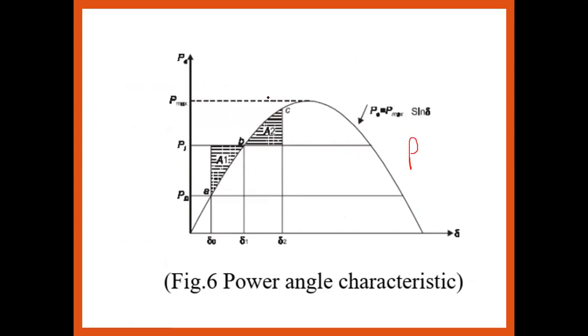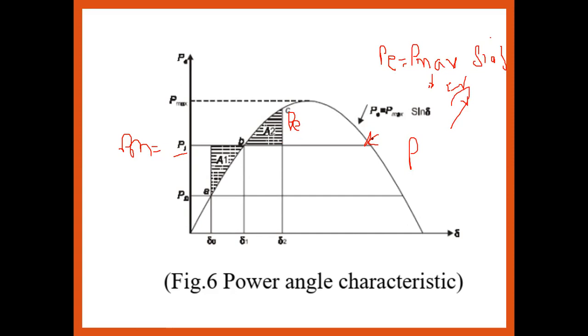This is the accelerating power. This is Pi, which we can say is Pm, the mechanical power or input power, and this is Pe, the electrical power. The electrical power is equal to P max into sine of delta. What is P max? It is EV upon X.